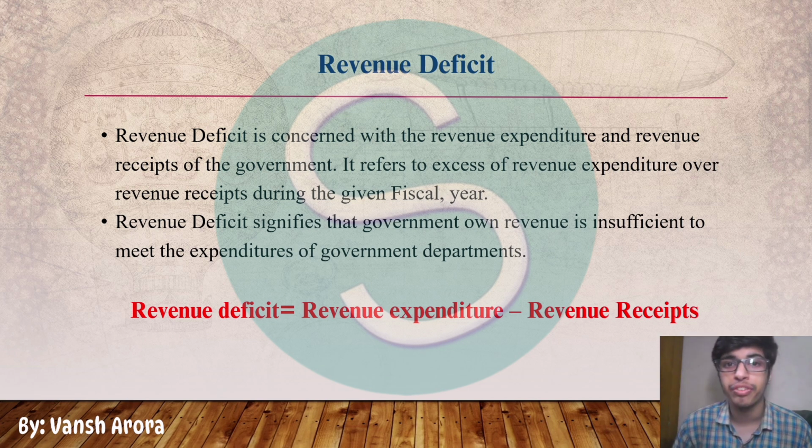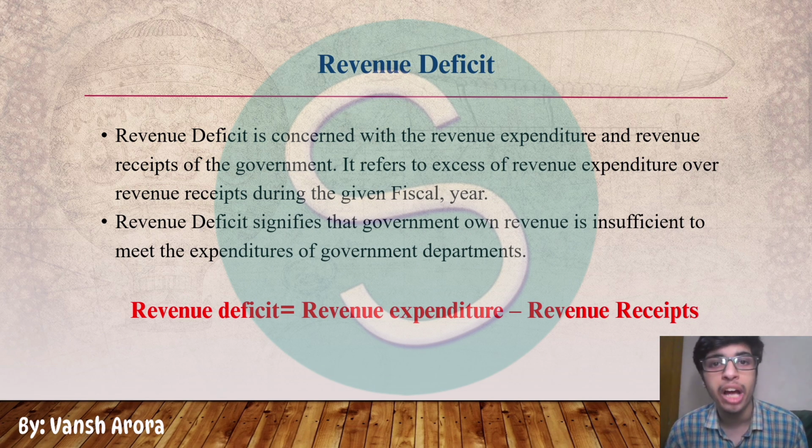If there is an excess of revenue expenditure over the revenue receipts, then it is known as the condition of revenue deficit. If we are having more revenue expenditure with respect to revenue receipts, then we can say we are in the condition of revenue deficit. So revenue deficit signifies that the government's own revenue is insufficient to meet the expenditure of the government departments.